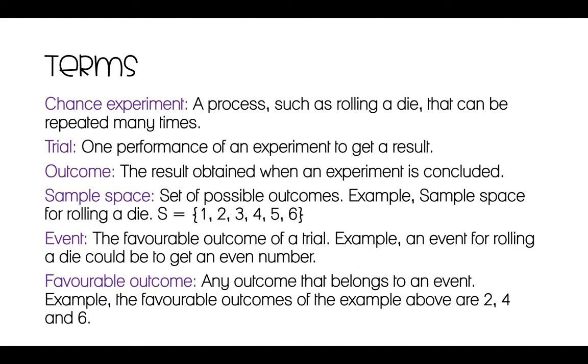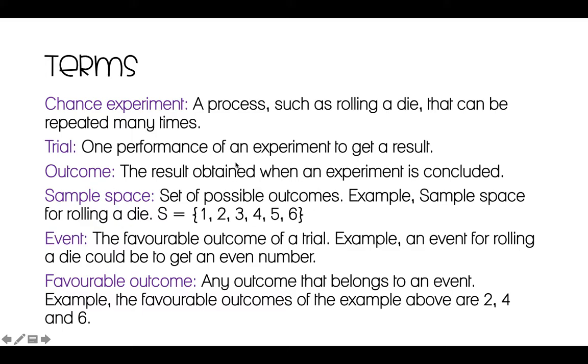Now we don't repeat the outcomes, and we'll look at this in our example, but if the dice had a 12-sided dice, but each number between 1 and 6 occurred twice, we wouldn't write 1, 2, 3, 4, 5, 6, 1, 2, 3, 4, 5, 6. We would just write it once.